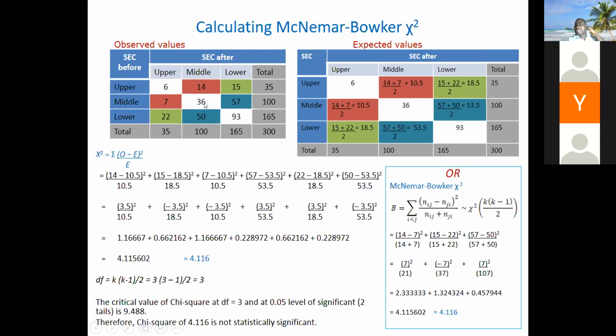But out of these 9 cells, how many of them will be concordant? That is, upper before, upper after, middle before, middle after, lower before, lower after. They are just along the diagonal, the one I painted. Usually along the diagonal. The ones that are discordant are off the diagonal, on both sides of the diagonal.